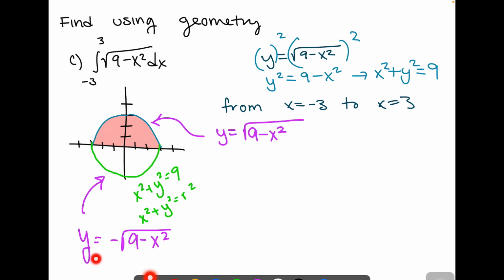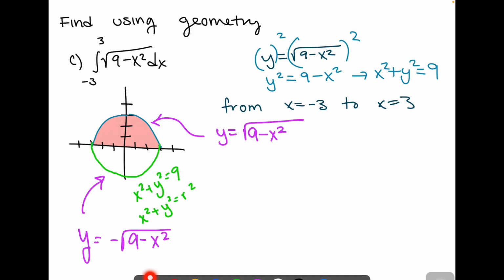The bottom half of the circle would actually be the equation y equals negative square root of 9 minus x squared. But we're just dealing with the top half of the circle, and we want to find the area under that curve from negative 3 to positive 3. So technically what we're doing here is we're trying to find the area of half of a circle.